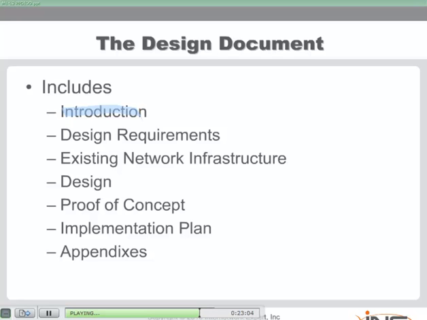Obviously, there'll be some form of introduction. Okay? Who we are, why the design document exists, who authored it, what are the key contact information for the design document, etc. And then the design requirements. Wow, this is so important. We have to talk about those organizational goals and the goals of the network that we are trying to implement. So, an intro and a review of the requirements, critical.